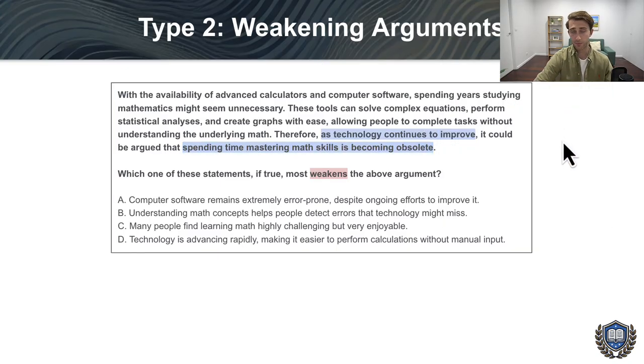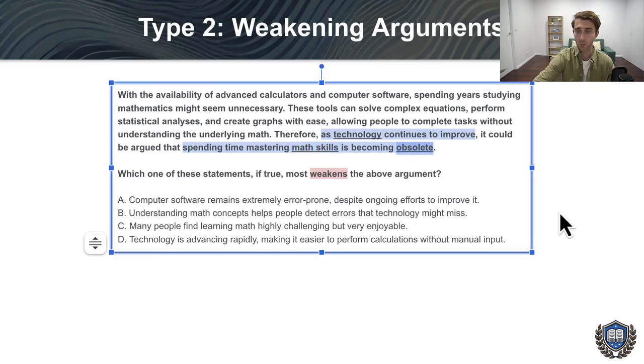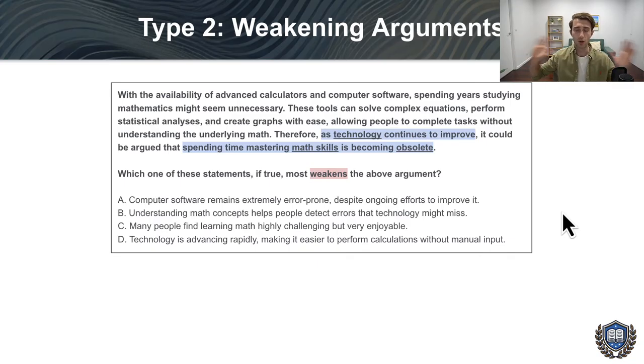And so I would say there's a few key parts to this conclusion. One is that as technology continues to improve, so assuming that technology continues to improve, spending time mastering math skills, so math skills in particular, not science skills, not English skills, is becoming obsolete. Now, obsolete is quite a strong word. Obsolete essentially means irrelevant, useless, not needed at all.